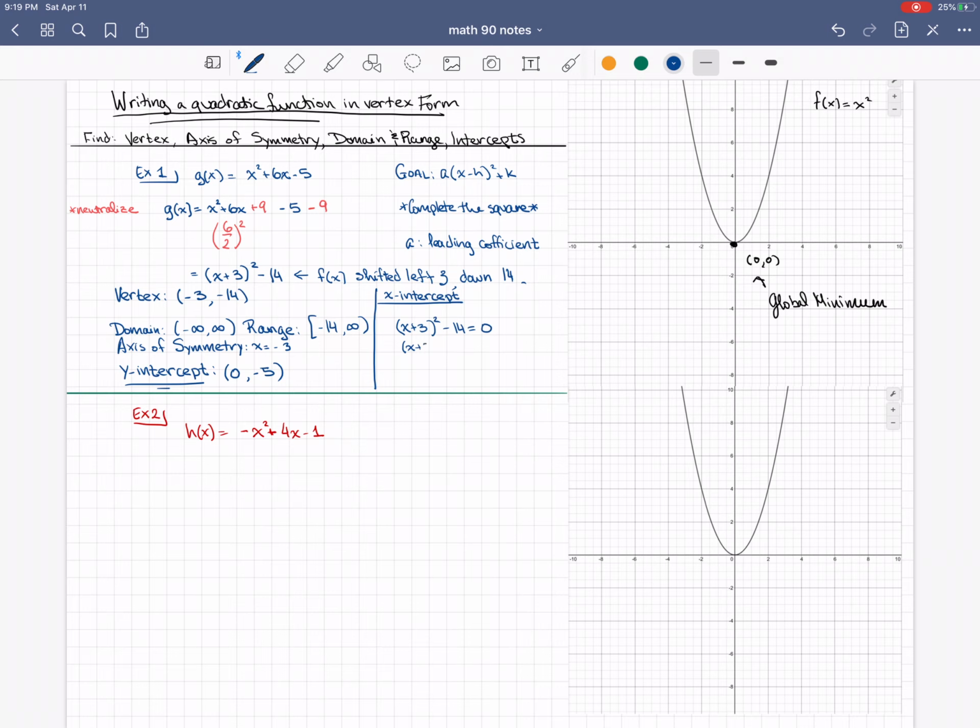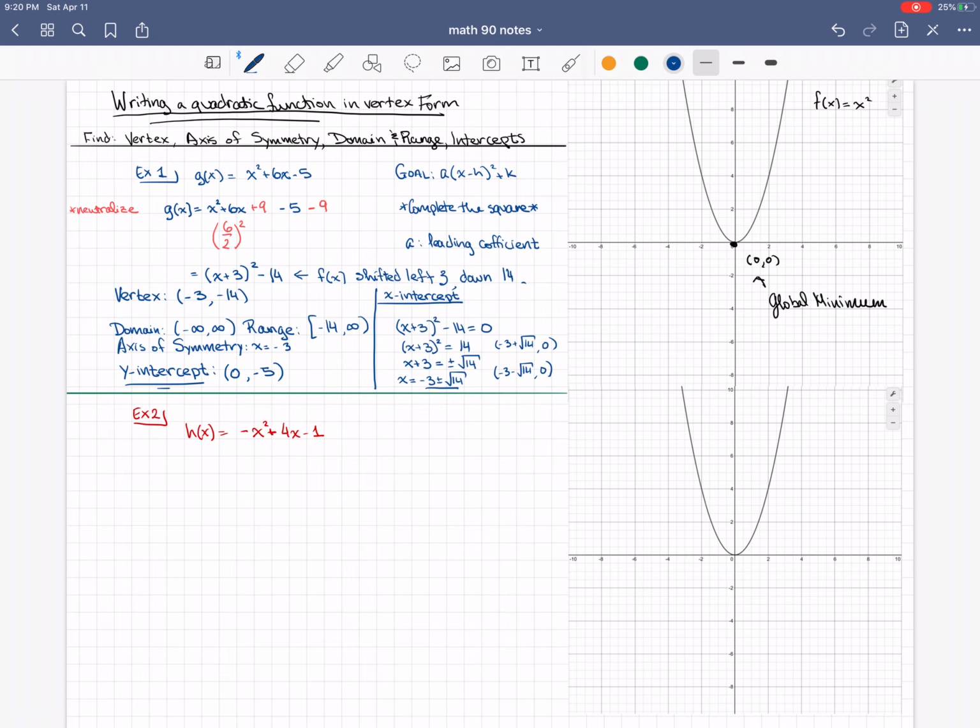So (x plus 3) squared minus 14 equals 0. We're going to add 14 to both sides. Then we're going to ask, well, who would you square and end up with 14? Well, either the positive or the negative square root of 14. So x is either -3 plus or -3 minus the square root of 14. So we have two x-intercepts here. I like writing my x-intercepts as points. So we have (-3 plus the square root of 14, 0) and (-3 minus the square root of 14, 0).